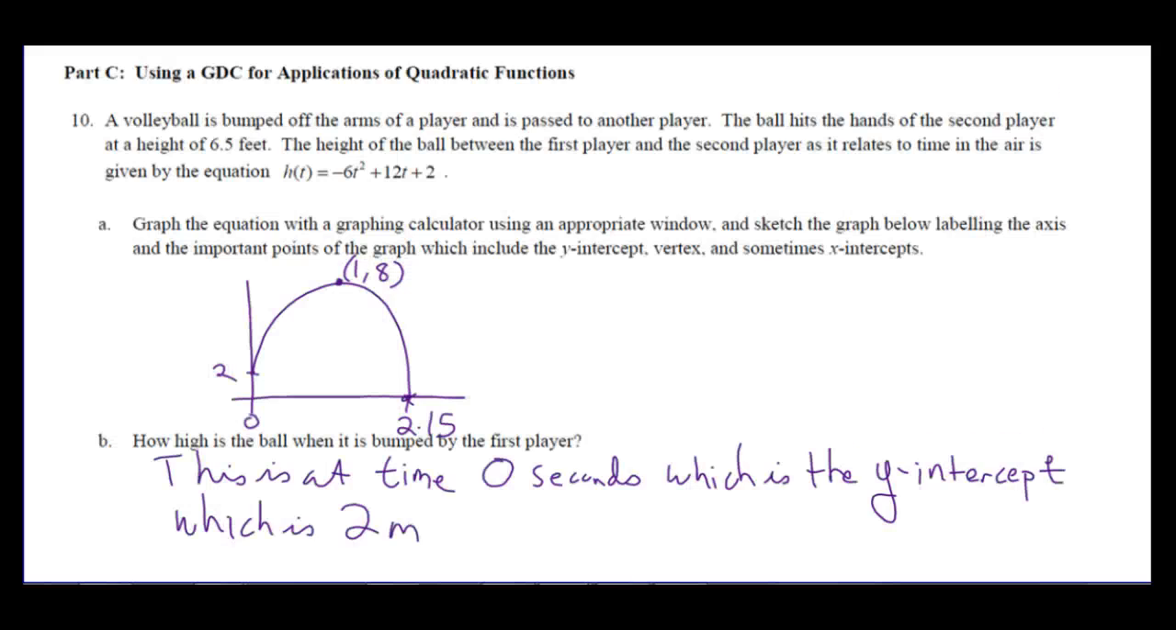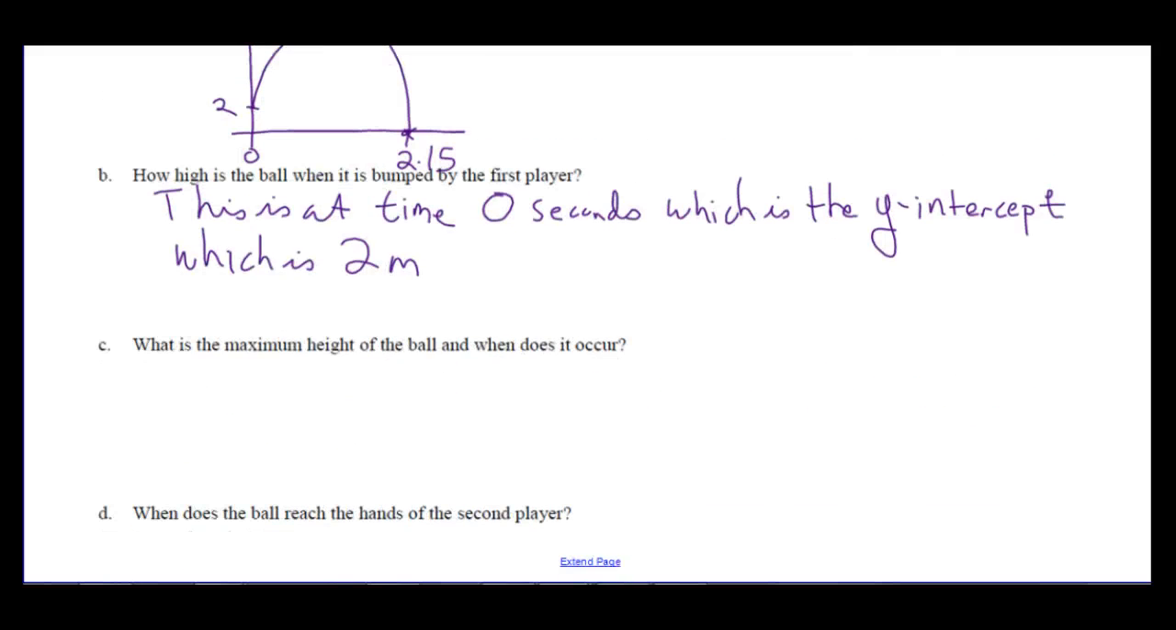Okay, wait. There's more, but it's on this page. What is the maximum height of the ball, and when does it occur? 8 what? Occurring when? 1 second. The ball reaches a maximum height. What point is that on the graph? The vertex.